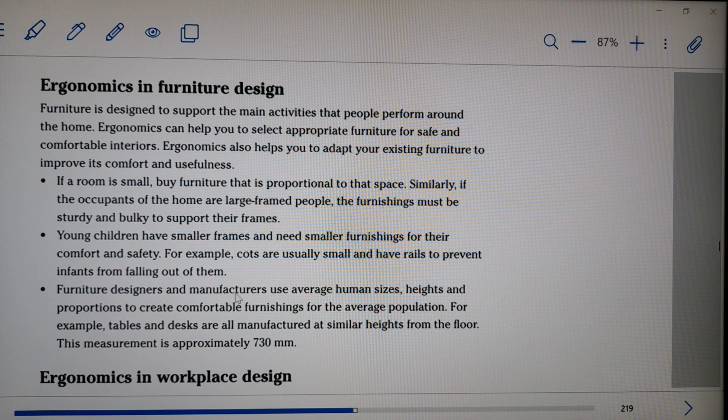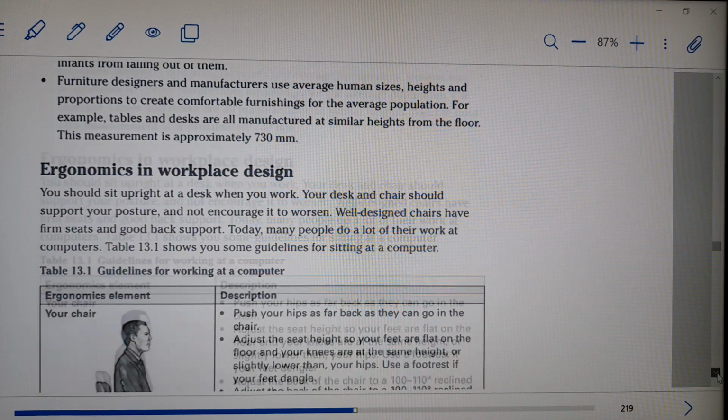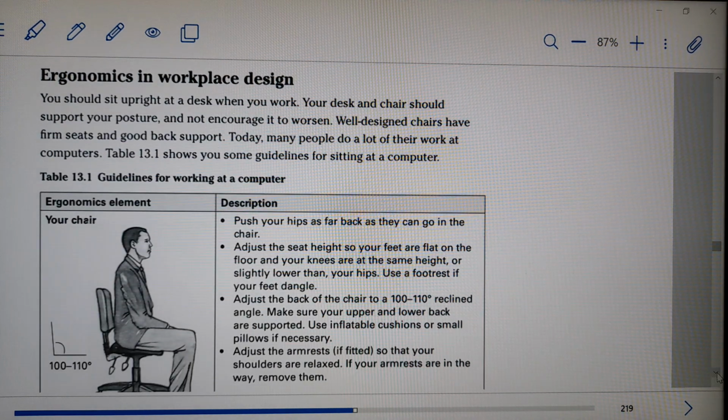Furniture designers and manufacturers use average human sizes, heights, and proportions to create comfortable furnishings for the average population. For example, tables and desks are all manufactured at similar heights from the floor. This measurement is approximately 730 millimeters. Now we look at ergonomics in the workplace.